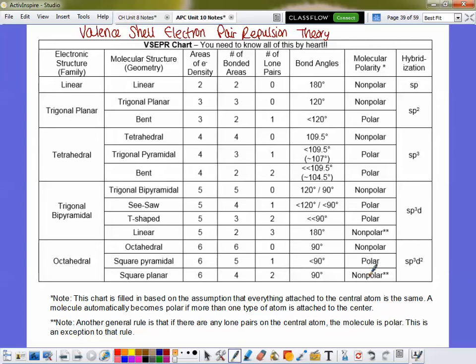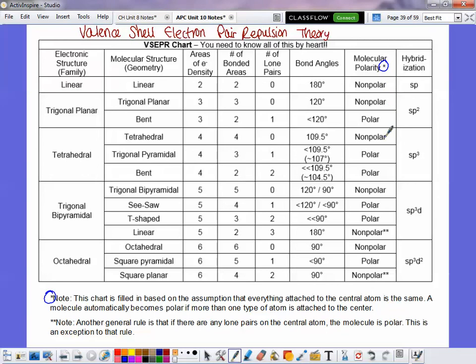So a couple notes. One, this chart is filled in based on the assumption that everything attached to the central atom is the same, meaning all atoms attached to that central atom are identical atoms. They're all fluorines, they're all hydrogens, whatever. And so that's in terms of the molecular polarity.